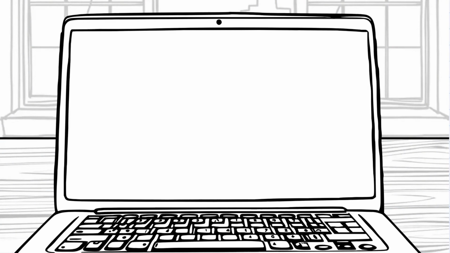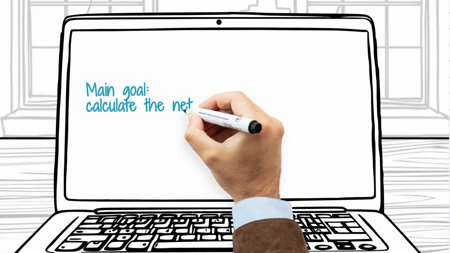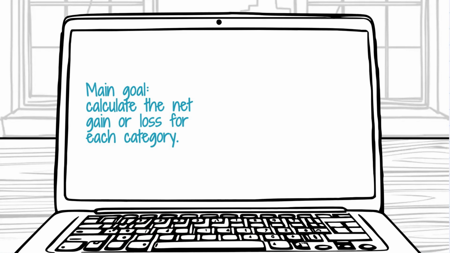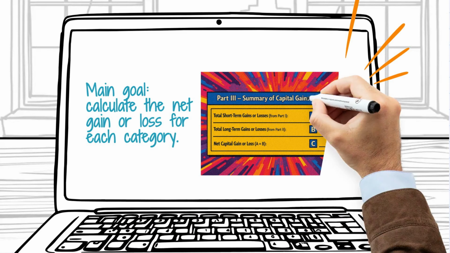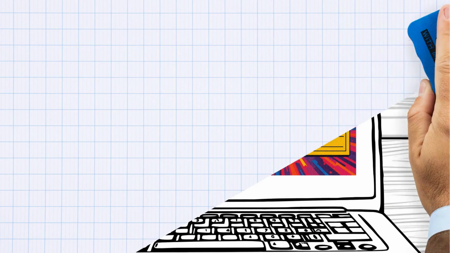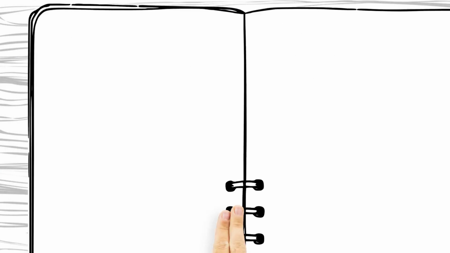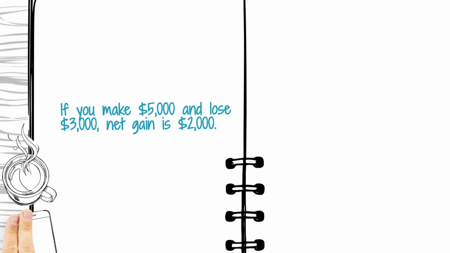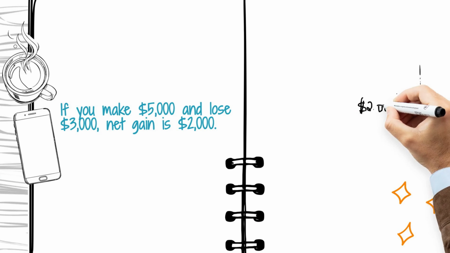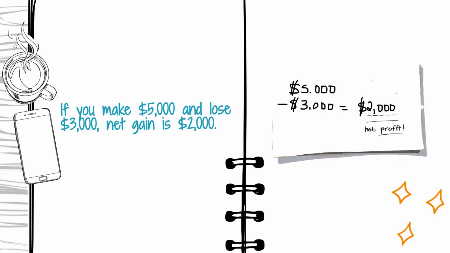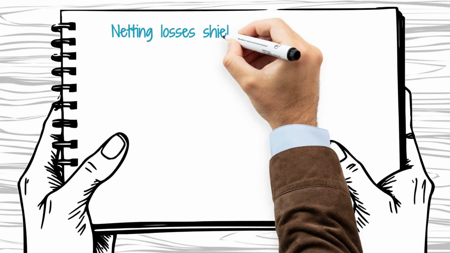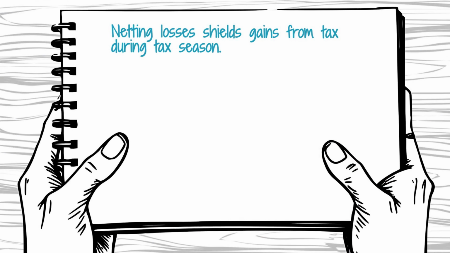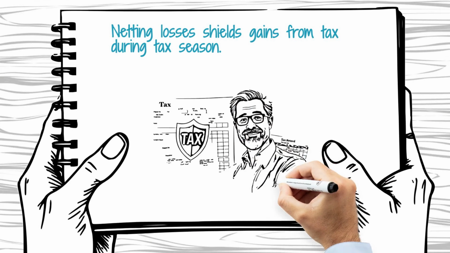The most important goal of Schedule D is to calculate the net amount for each category. For example, in Part 1, you will take all your short-term gains and subtract all your short-term losses. If you made $5,000 on one trade but lost $3,000 on another, your net short-term gain is $2,000. The same math applies to Part 2 for your long-term assets. This netting process is your best friend during tax season because your losses are used as a shield to protect your gains from being taxed.